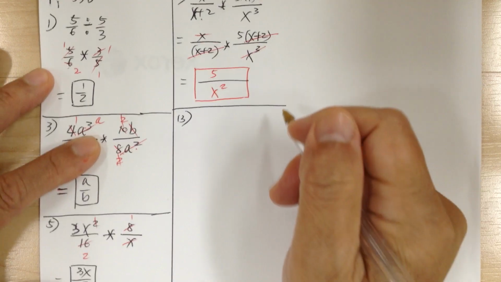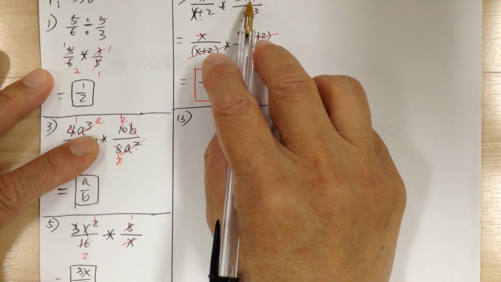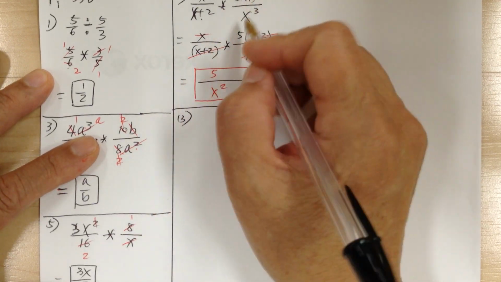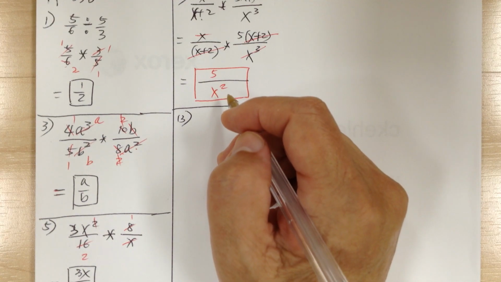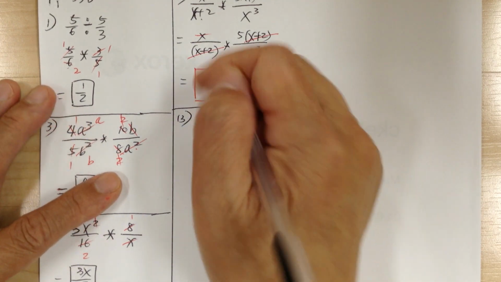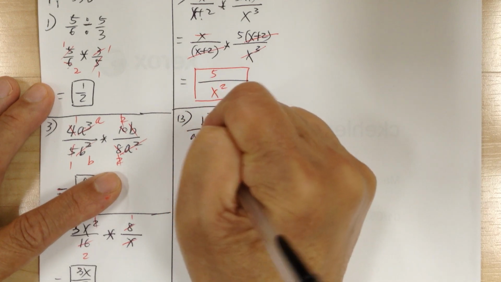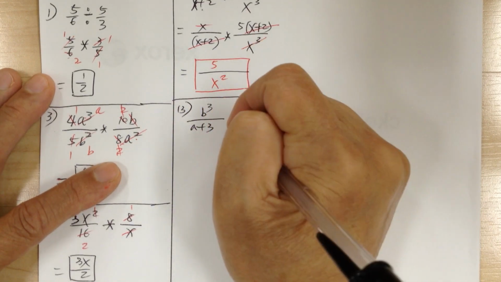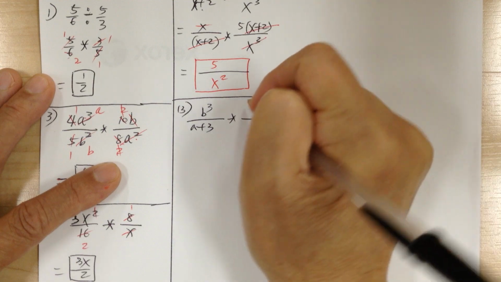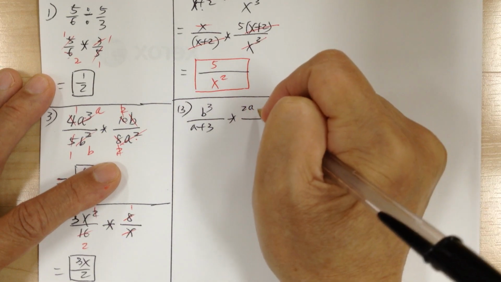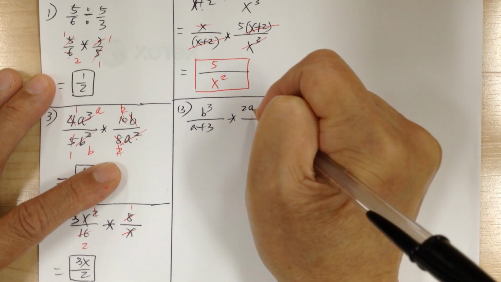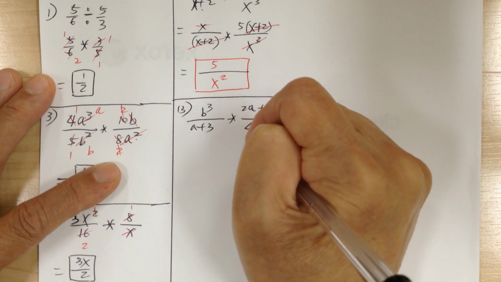Okay, number 13. Again, as soon as you see addition or subtraction, you cannot cancel, you have to factor. You have b to the 3 over a plus 3. Now it's a division, so I'm going to change it to multiplication, and I'm going to flip the fraction upside down. Take the reciprocal.